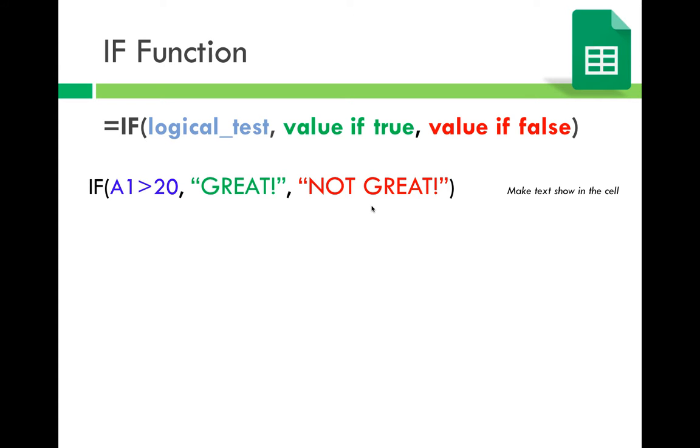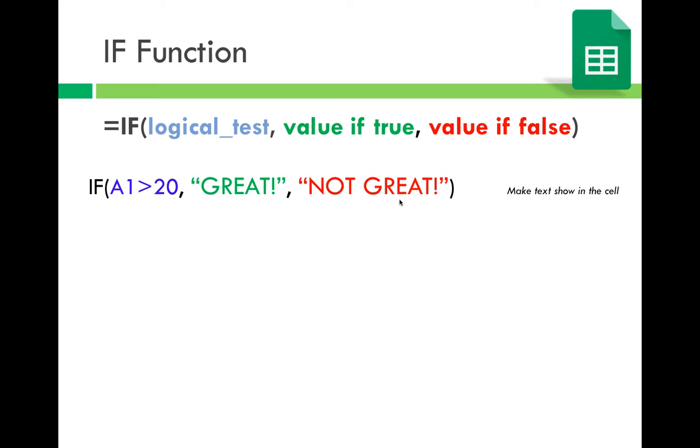And in whatever text you want to have show up in the cell, just make sure you put it inside of quotes. So the way that this particular if function reads, it says, if the value in A1 is greater than 20, if that's true, I want you to put in the cell "great." If this is a false statement, if A1 is in fact not greater than 20, I want you to put in "not great." So you can make text show up in the cell.